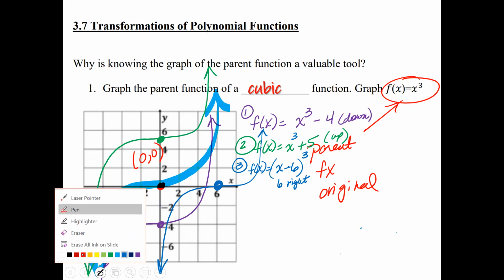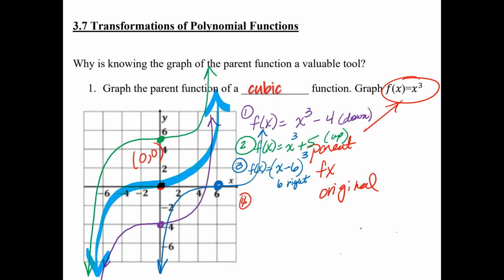And the very last one, actually maybe not the last one, got 2 more to go. If f of x is equal to x plus 6 cubed, you guessed it, you're going to go 6 to the left and then draw your graph like that.